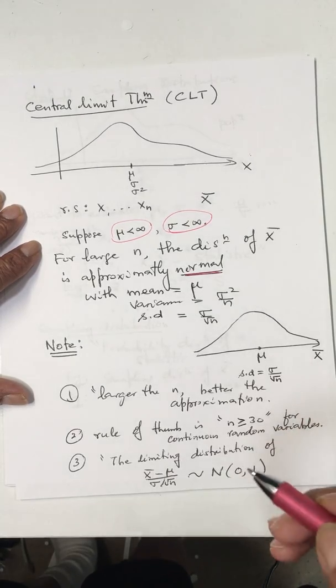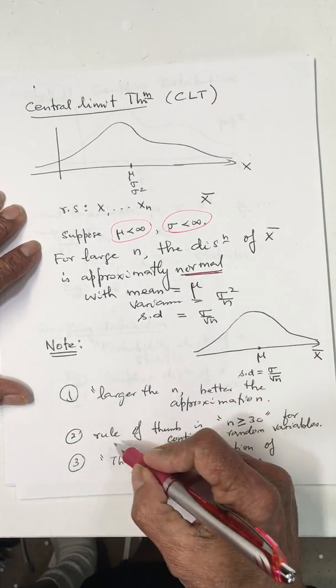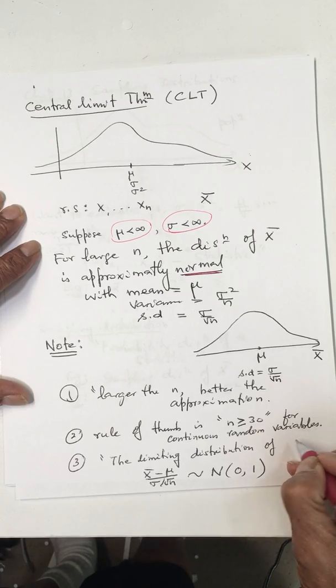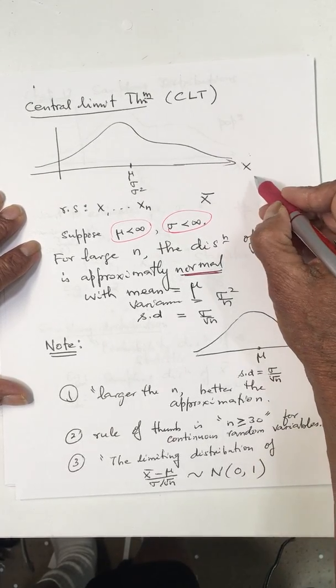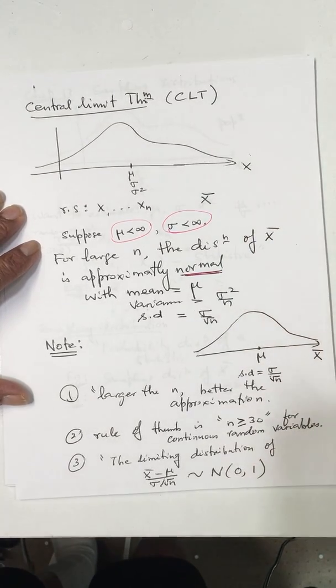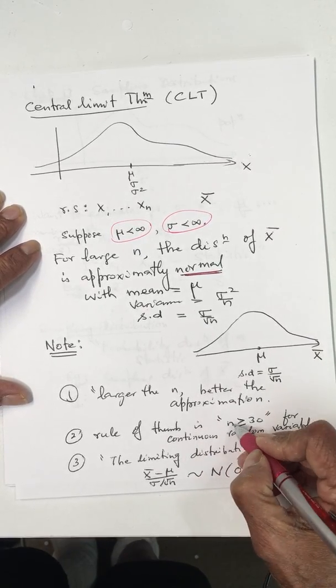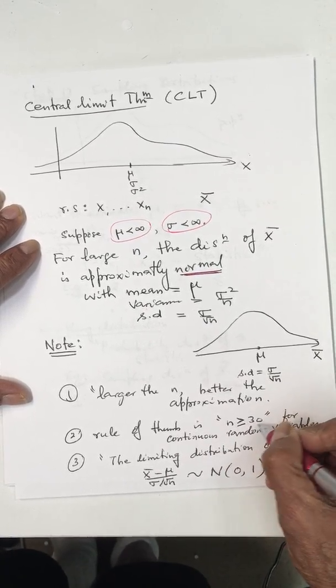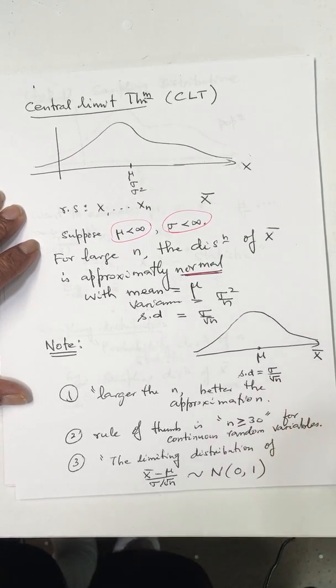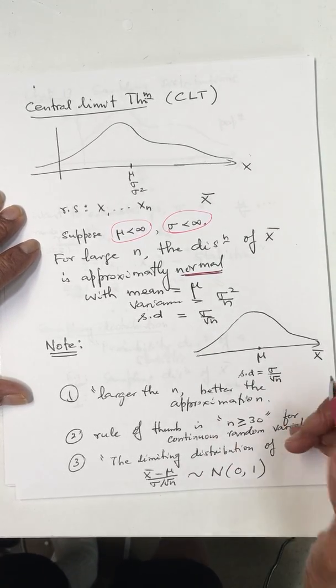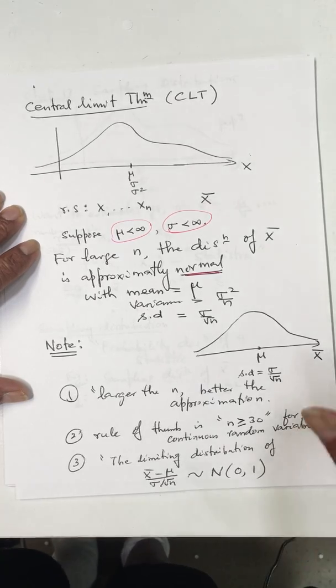Note 2: the rule of thumb is that if you are dealing with continuous random variables like height, weight, that type of continuous random variables, then n has to be a minimum of 30. We will discuss that later. You do not want to go with a very small n, like 10 or 20. The larger the n, the better your answers are.